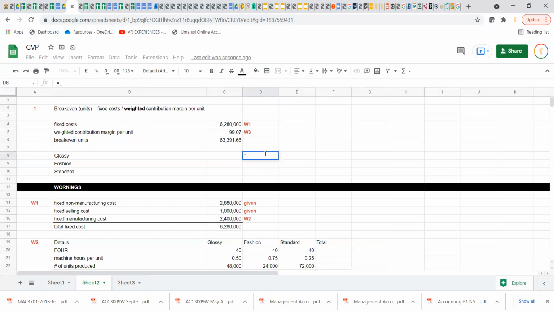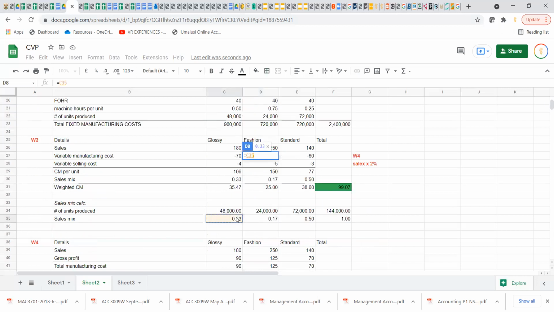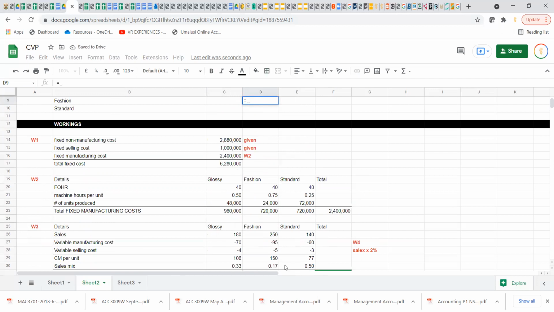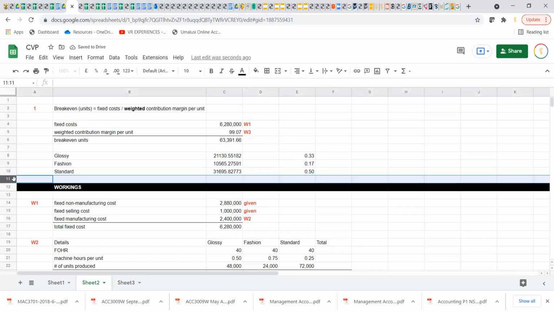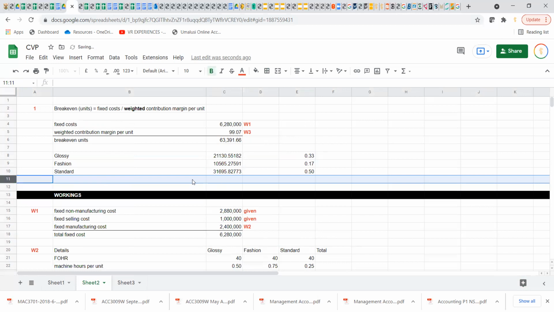So we just go fetch the sales mix. The sales mix is 33, fashion is 7, whatever that is, and that is that. What we're going to do for the split is take the total break even units multiplied by the sales mix. Google is doing it for me already, so there we go. You can see if I work out the total, it should add up.